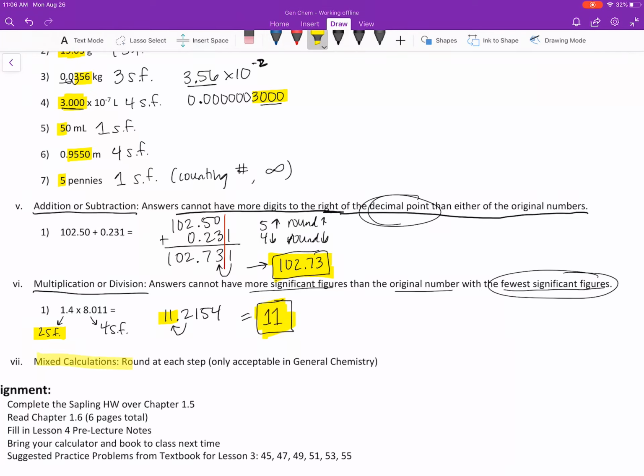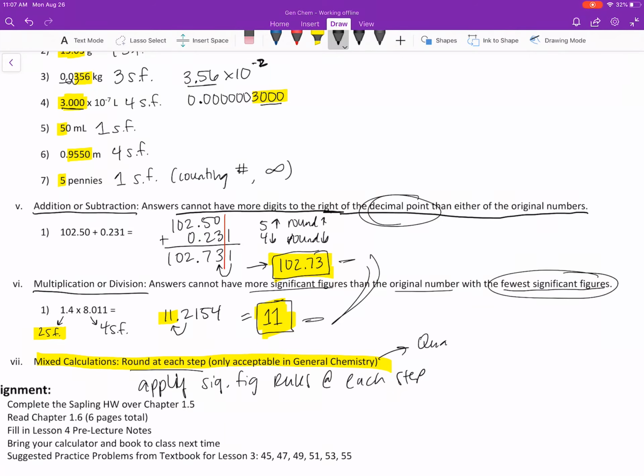Okay, now mixed calculations. In Gen Chem, when we have mixed calculations, you are going to round at each step. Okay, so if you had to solve for this first and then solve for this, and then you had to do something together, you would apply the sig figs at each step. Now, if you get to a class like Quant, if you're a Chem minor or a Chem major, I think he teaches you differently, so just be aware that it only pertains for this class right now.